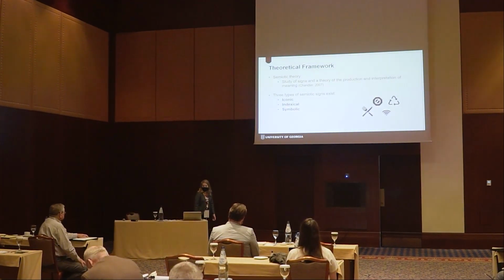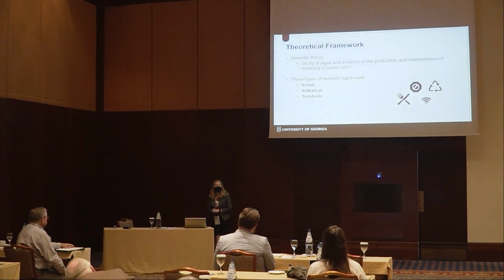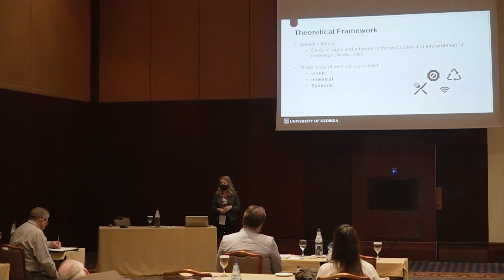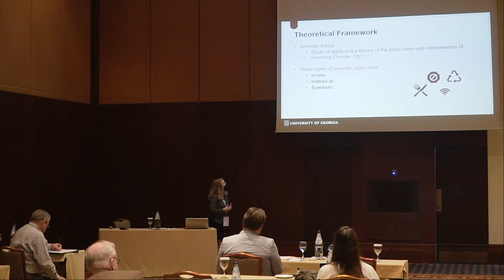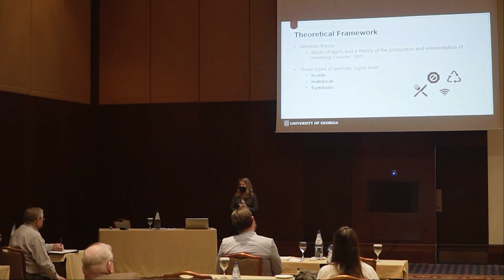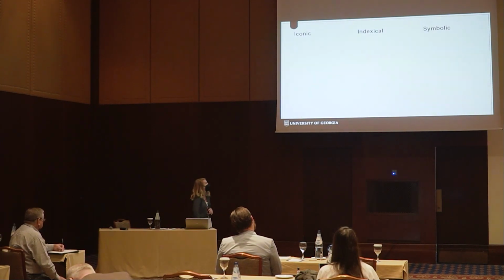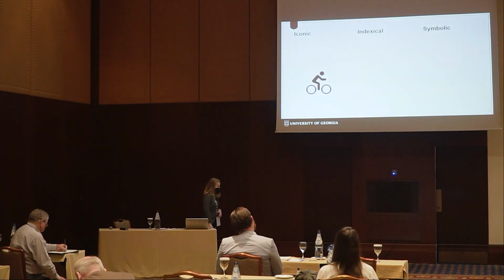For our theoretical framework, we use the semiotic theory, which is the study of signs and the theory of the production and interpretation of meaning. There are 3 types of semiotic signs that exist within the theory. We have iconic, indexical, and symbolic. And these are ways of differentiating levels of abstraction used in symbols and how they relate to our own cultural knowledge. So iconic symbols are the most basic and foundational form of signs that we use.